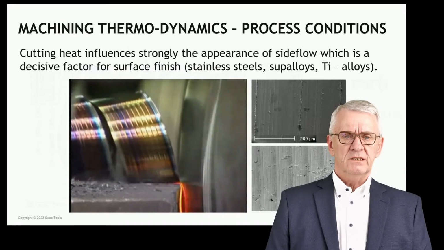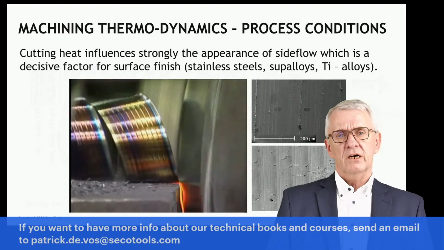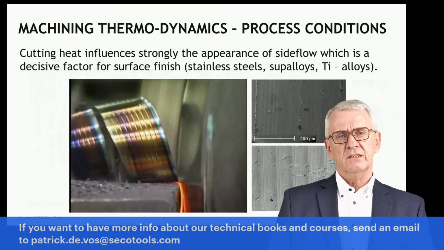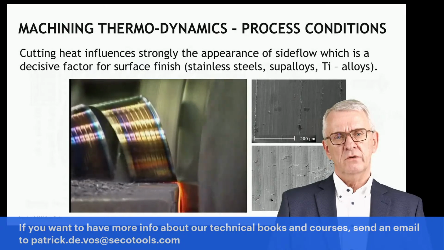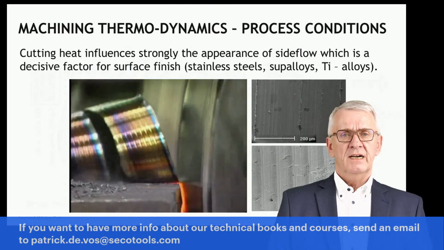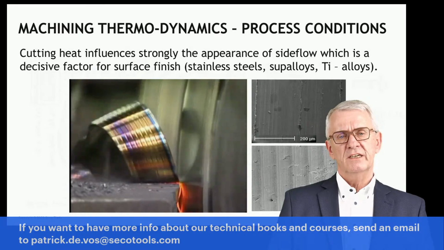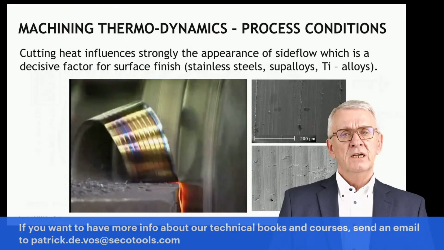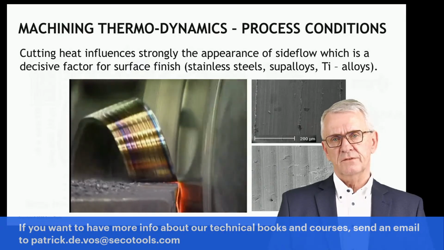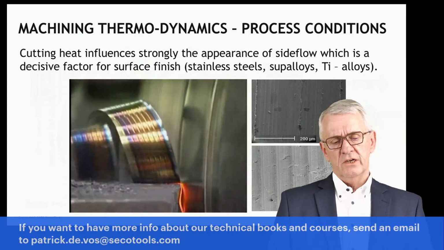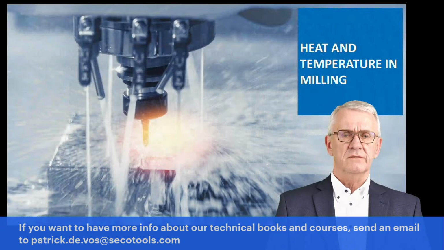Now, this temperature thing also leads to a situation where other phenomena start to take place. Here I take the example of side flow effects on a cutting edge, which are very much depending on the heat which is generated, the temperatures in the cutting zone. Well, these side flow effects will influence the surface roughness of the machined surface. So heat and temperature also influence the quality of the machined surface.